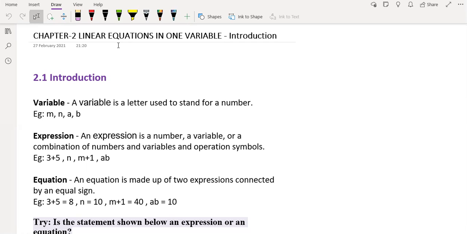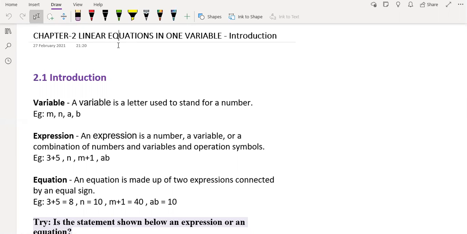So let us take A. This A can hold a value of 5 or 10. So the value is changing. So that's why it is called as a variable. A is a letter whose value is changing. So that's why A will become a variable. Hope that is clear.